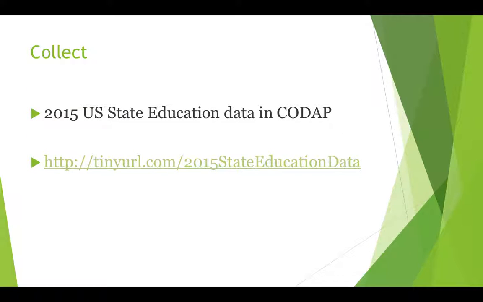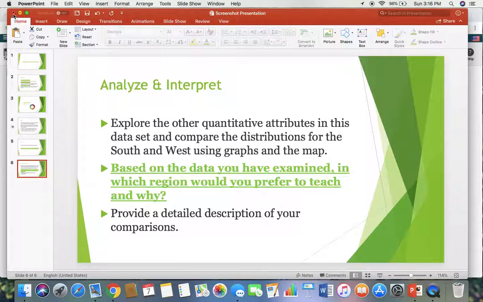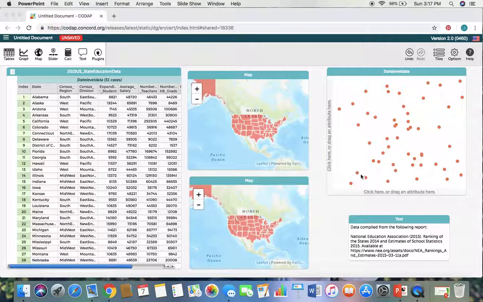We have this great collection of data already given to us from 2015, and the link is there on the screen. And then we follow by analyzing and interpreting the data. So we're going to explore teacher salary and student per teacher ratio and other quantitative attributes to answer our posed question based on the data you have examined. In which region would you prefer to teach and why? So here is the data that you get in CODAP right here.